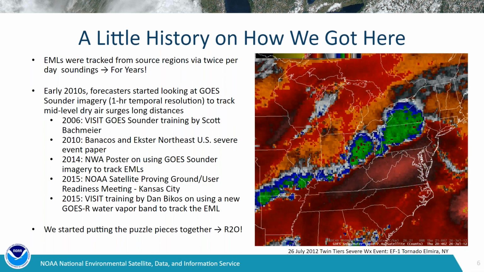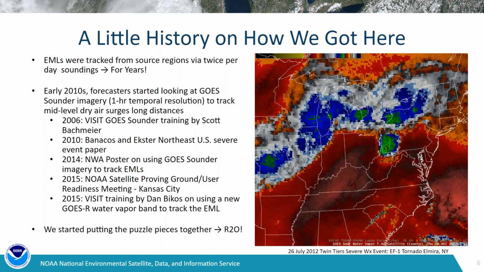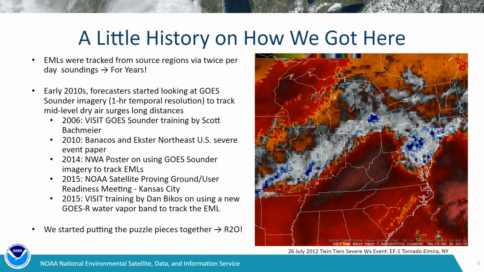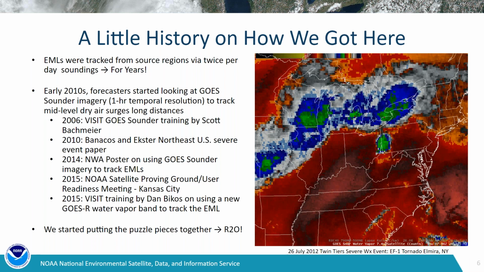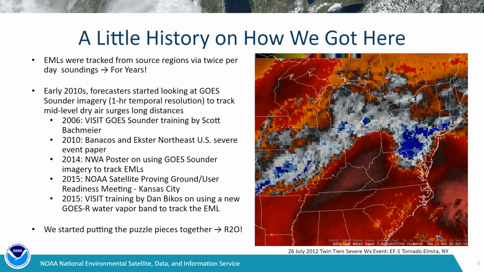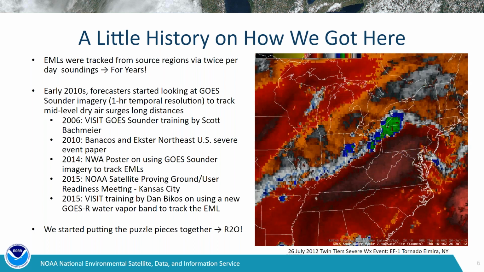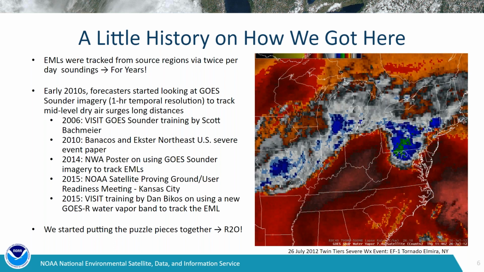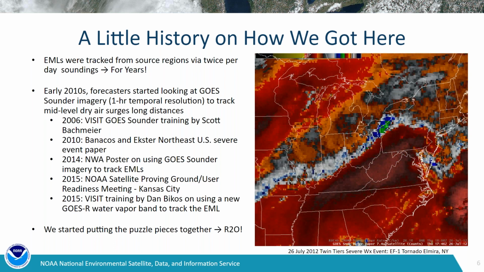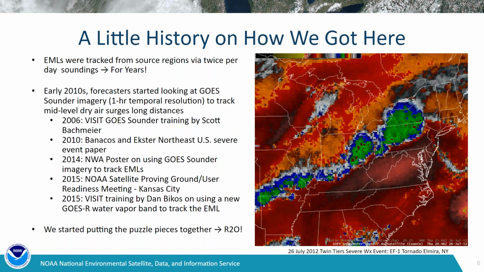And over on the right is an animation from when I was a forecaster at the Binghamton, New York office back in 2012. We had a pretty good severe weather event, with an EF1 tornado in Elmira. I remember working this day thinking we were going to have convection further south across central Pennsylvania. Well, it turned out we had convection right along the state border between New York and Pennsylvania.